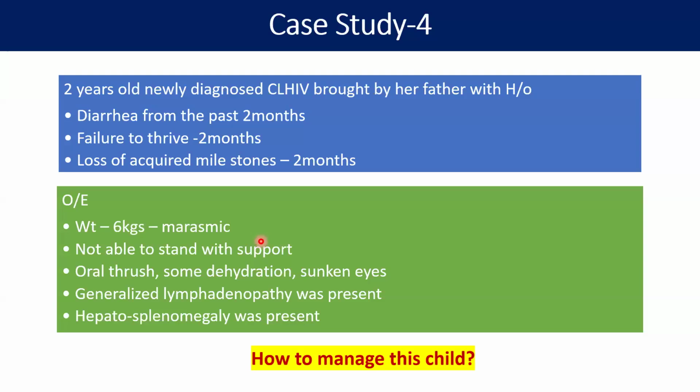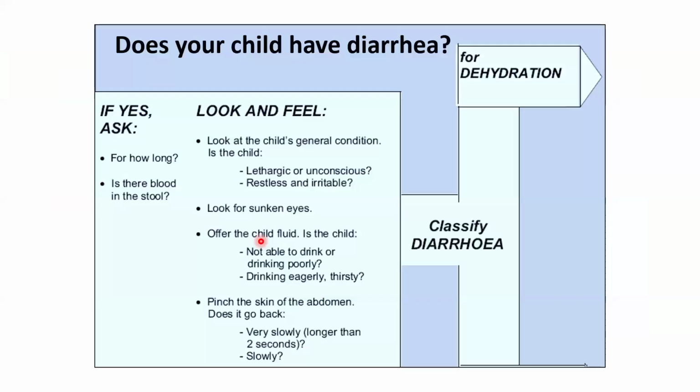This child is having persistent diarrhea, severe malnutrition, loss of acquired milestones, maybe CNS involvement. Child is having oral thrush. Child is having hepatosplenomegaly. So you name any of the things, everything is there. Stage 3 and stage 4 disease in this child. So how do you manage this child?